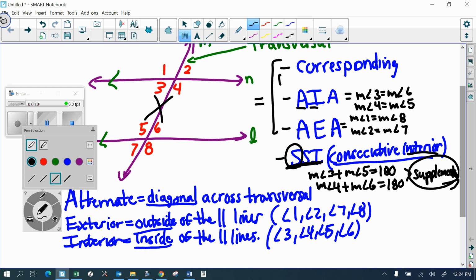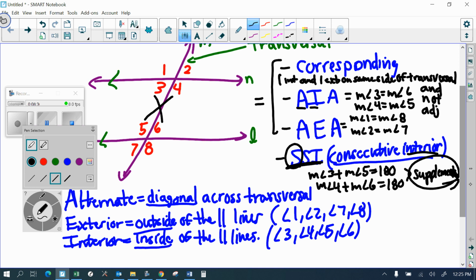Okay, one interior and one exterior on same side of transversal and not adjacent. You sure know what adjacent means. ADJ for adjacent. Adjacent means next to.